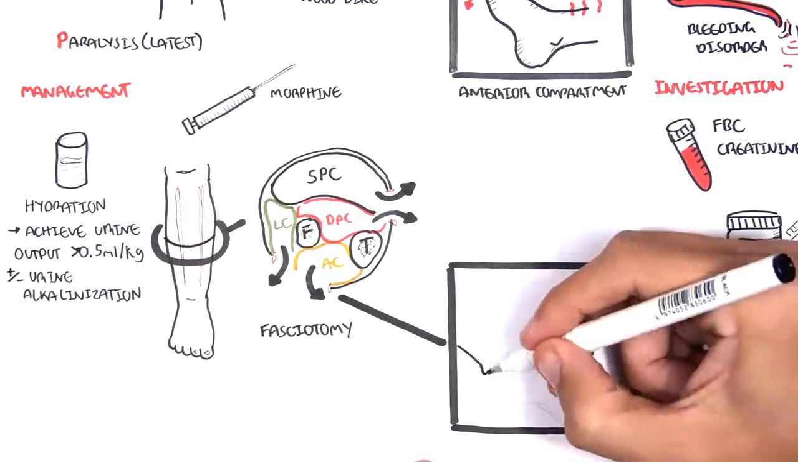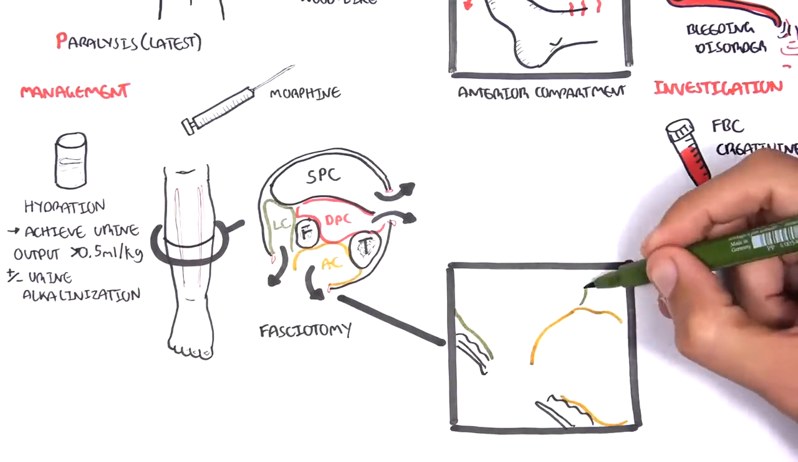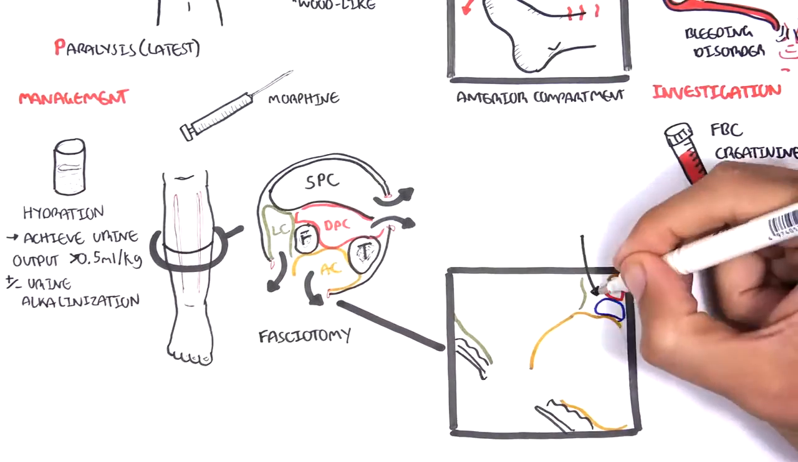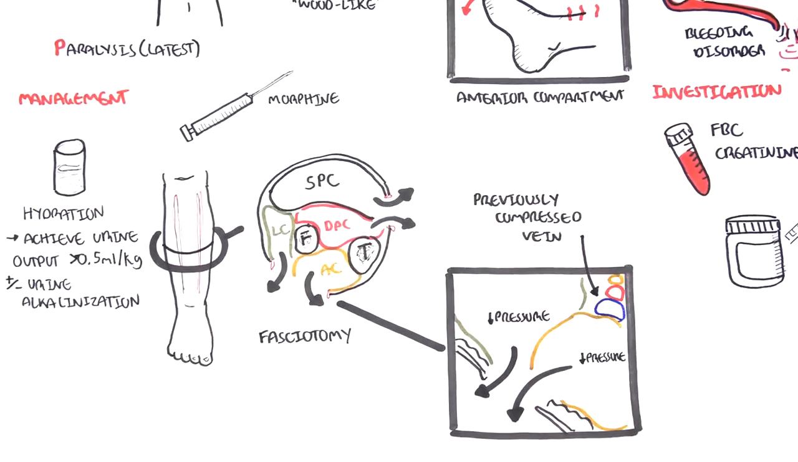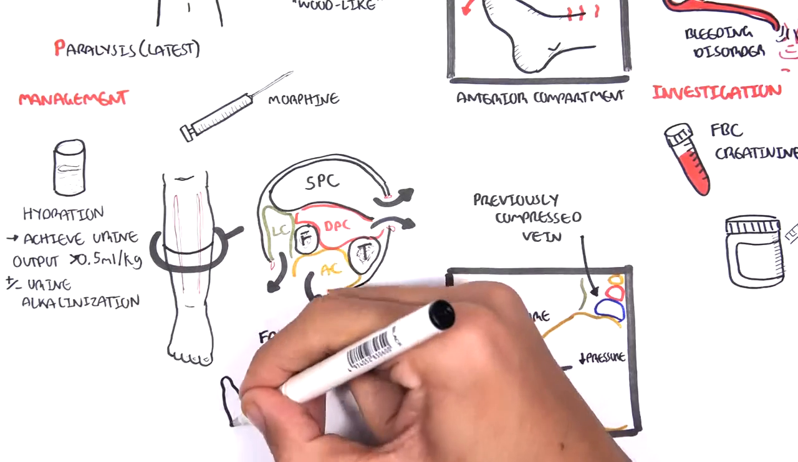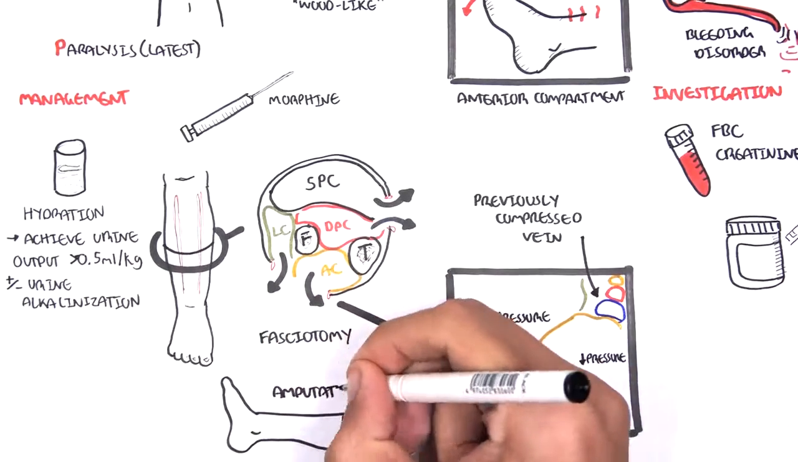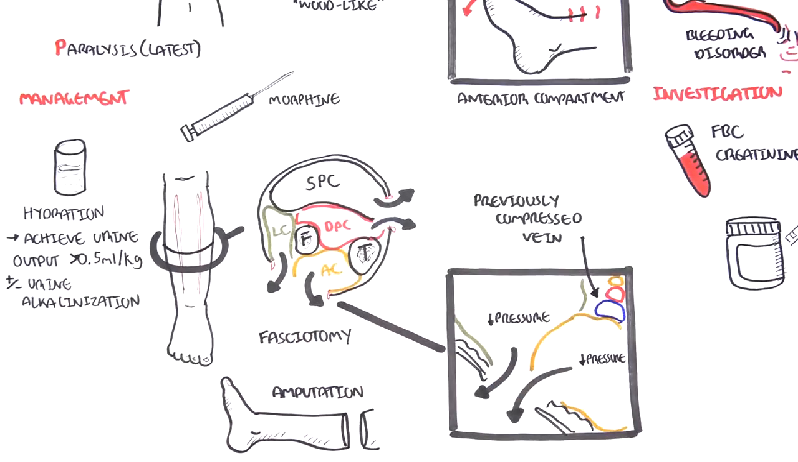Zooming in, by performing a fasciotomy, pressure is decreased in the compartment, which will allow proper flow of arteries and veins and nerves that were previously compressed. Finally, if the surgeon thinks the limb is not viable because it was detected too late, for example, and there is gangrene, then a limb amputation is performed.